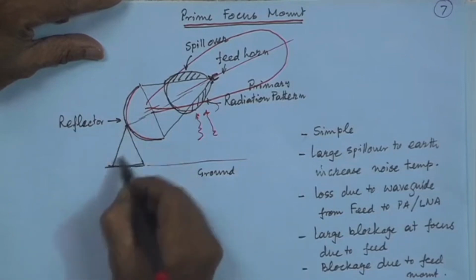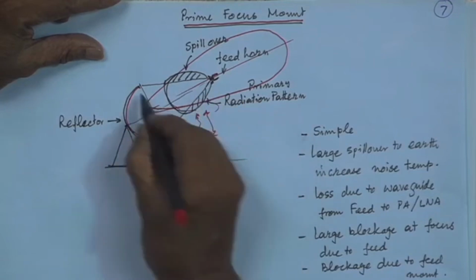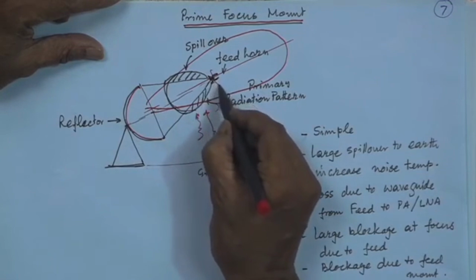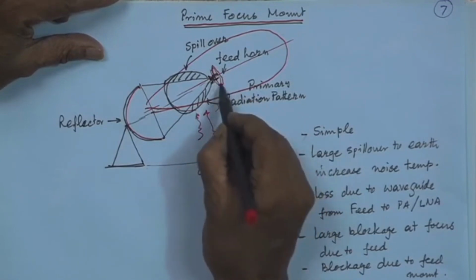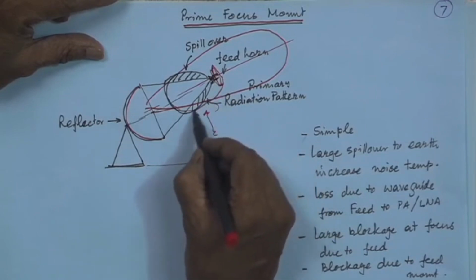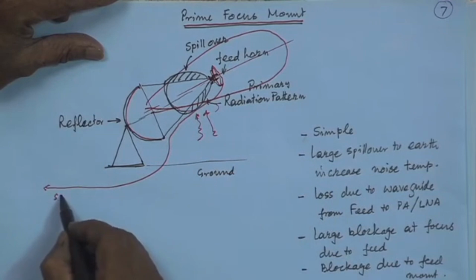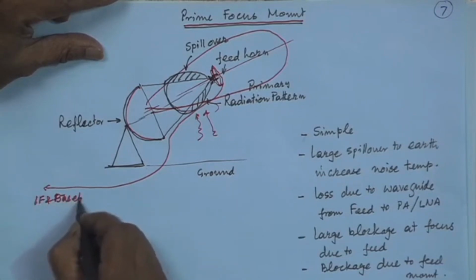You hold the parabola, and from the parabolic edge you put some studs, and there you mount the feed. Along with that you can put a block converter, block up converter, LNB, etc., and then run a cable along with this to your set top box or whatever, that is the baseband, IF and baseband unit.